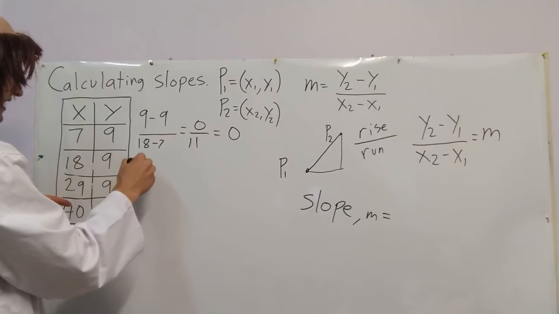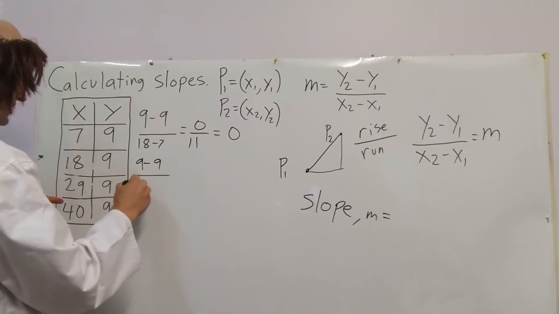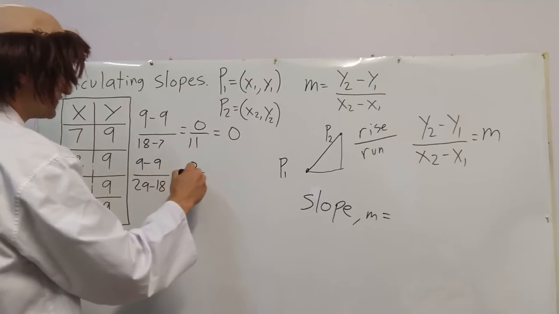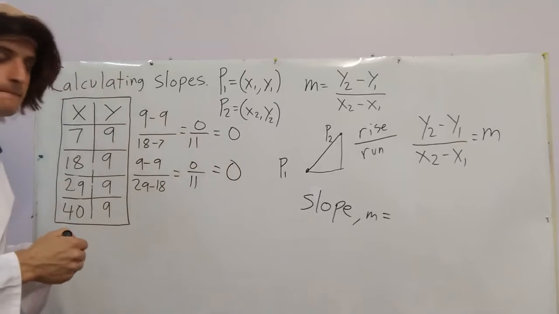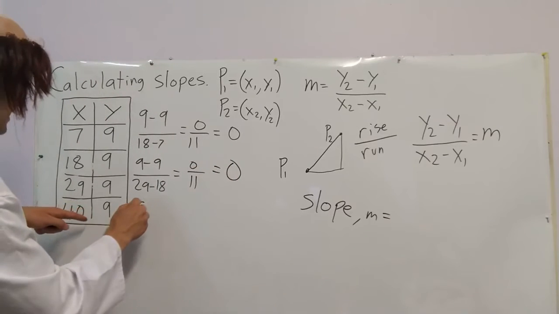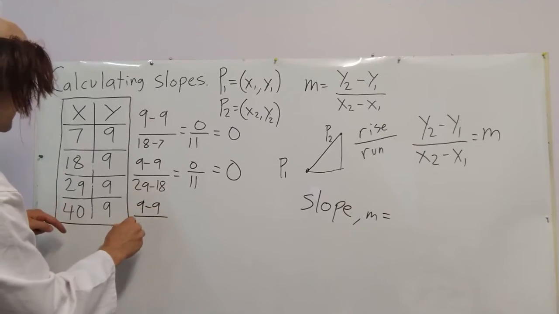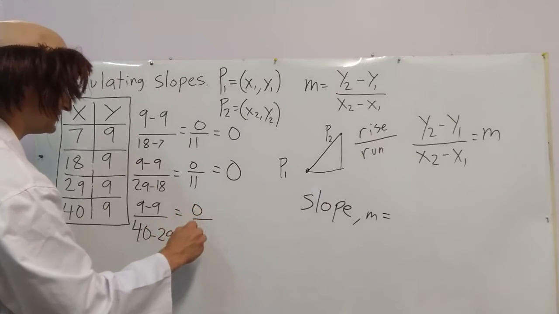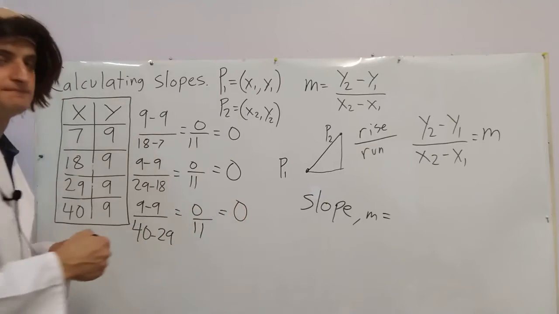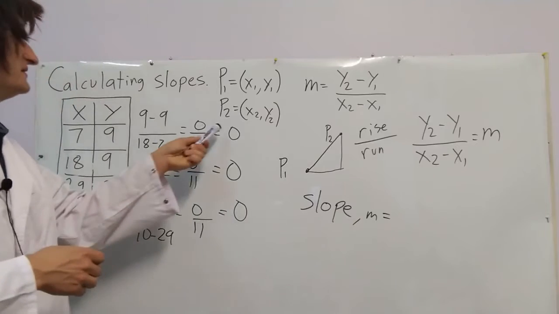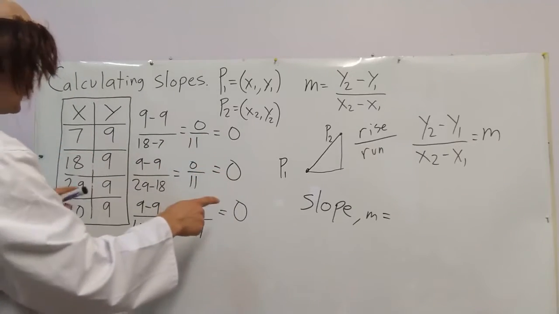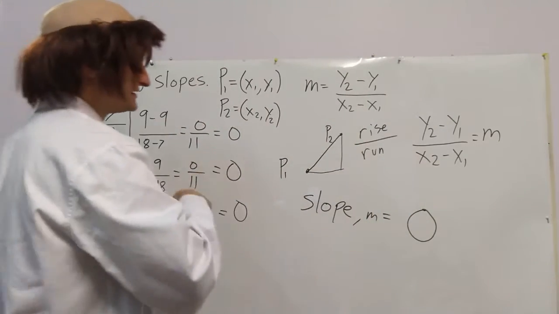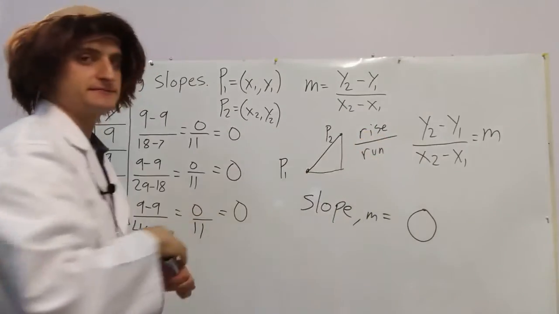How about here? 9 minus 9 divided by 29 minus 18 equals 0 over 11 equals 0. 9 minus 9 divided by 40 minus 29 equals 0 over 11 equals 0. So what's the slope? 0. This is a horizontal line.